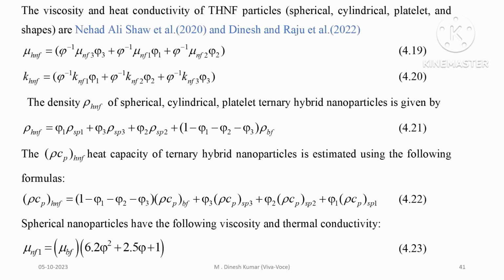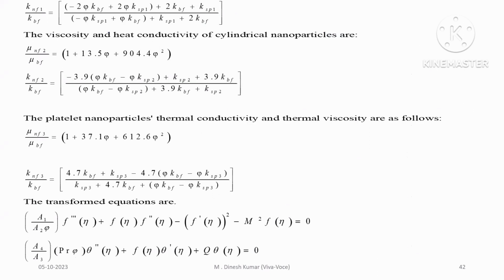This is the modeling for the different nanoparticle shapes. Equation 4.19 represents the viscosity, 4.20 represents the thermal conductivity, 4.21 the density, and 4.22 the specific heat. This is for non-uniform shapes, spherical, cylindrical, and platelet. This is the modeling.